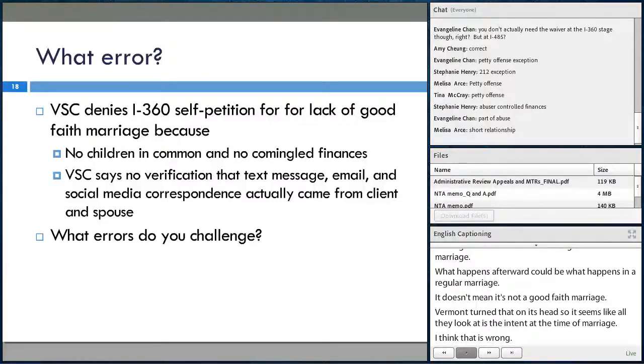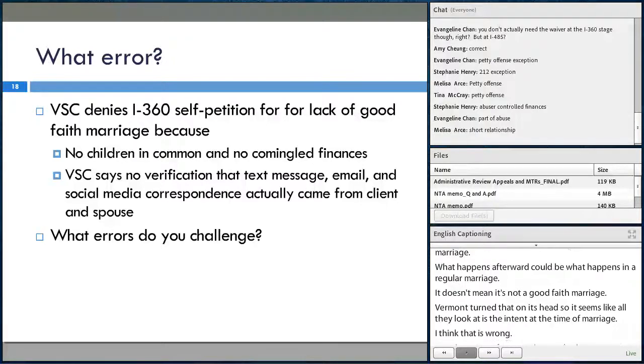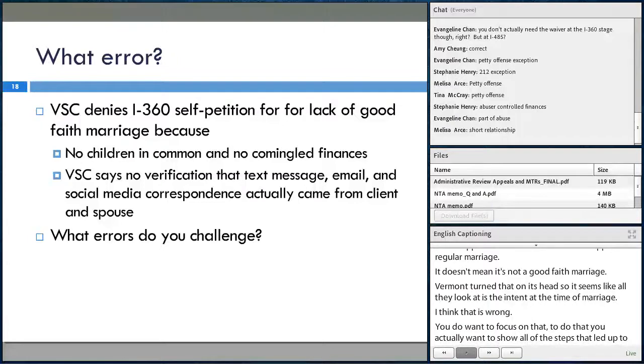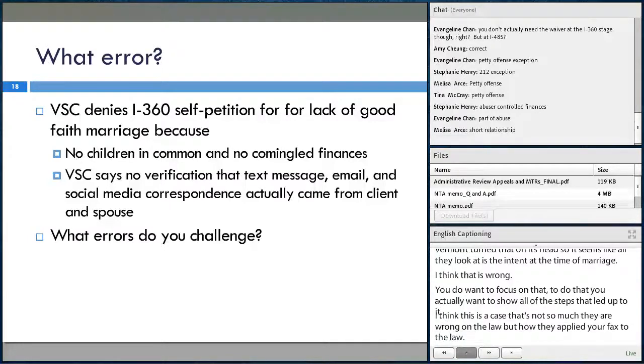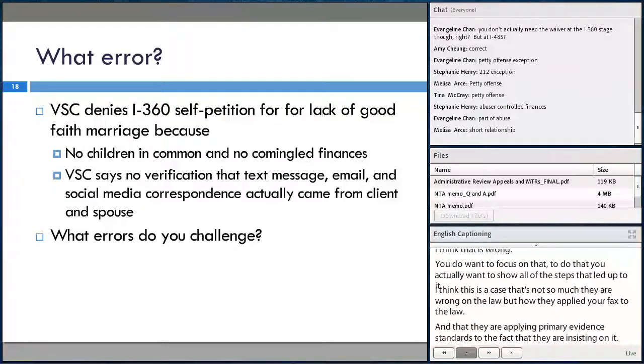So in this, I think, is a case where they're not so much wrong on the law, they're wrong on how they've applied your facts to the law, and they're applying a primary evidence standard to the facts that they're insisting on. Although I actually have no idea what standard of text message or email or social media would fall under, but frankly, it's interesting that they're starting to look at that.